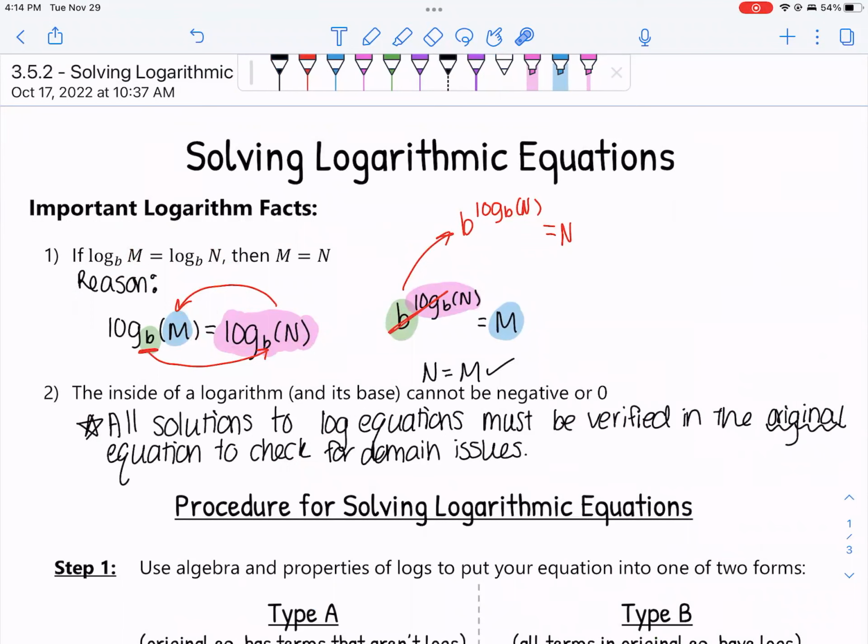The other big thing we talked about is that with logarithmic equations, we always have to check our answers in the original equation to look for domain issues. There is the very real possibility of us doing every single bit of math correctly, but ending up with an answer that doesn't work. That's part of the process. So part of logarithmic equations is knowing we have to check our answers for domain issues every single time.